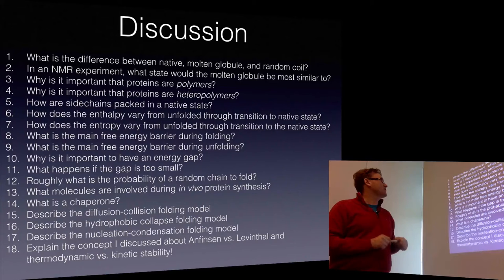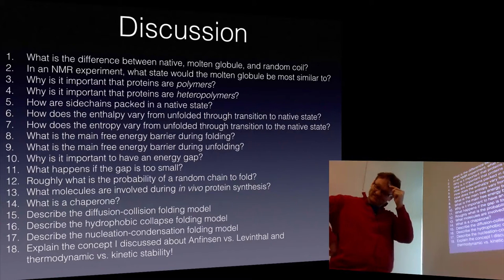So let's continue. Eloy, how does the enthalpy vary from unfolded through transition states to native states? I would say the enthalpy doesn't quite change that much. If we consider the unfolded state, the molten globule, most of the contacts are already established, and it is about refining. The enthalpy will go down, so it's favorable for the folding, but not much. Particularly in the last state, it will go down quite a lot.